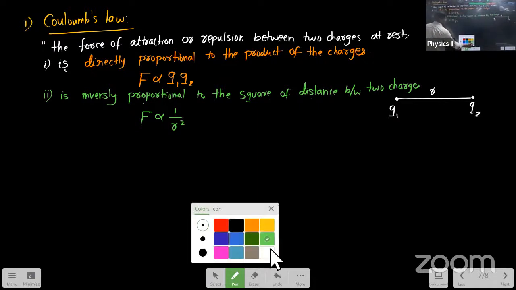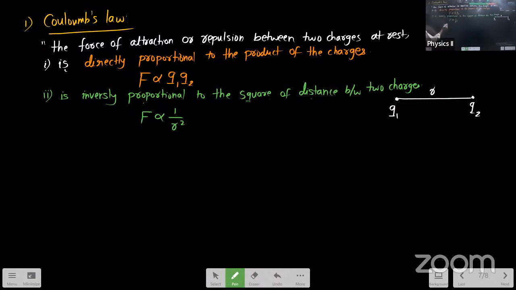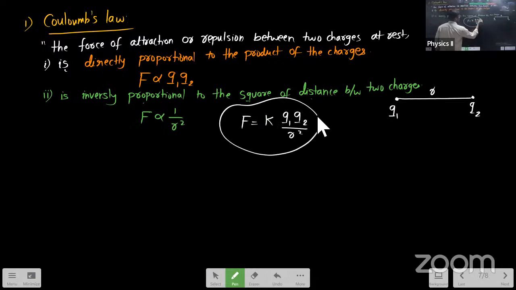Let us prove this statement. What will be our final formula? Our final formula will be something like this: F is equal to K into Q1 Q2 divided by R square. If you want to write it initially, you can write it. Otherwise, let us prove this.